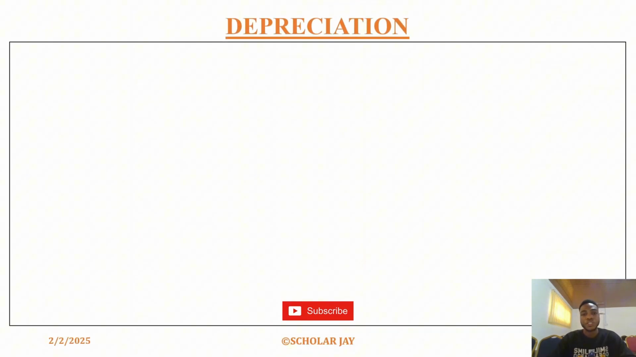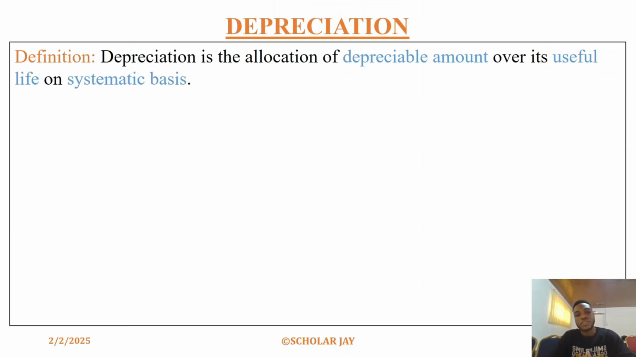Now, when they talk about depreciation, it is basically the allocation of the depreciable amount over its useful life on a systematic basis. So we are going to break this one all down. So you are using an asset. Anytime you are using an asset, that asset undergoes what you call wear and tear. I hope you are getting it.